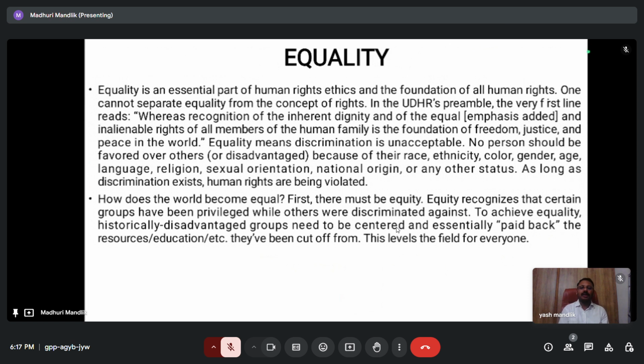How does the world become equal? First, there must be equity. Equity recognizes that certain groups have been privileged while others were discriminated against. To achieve equality, historically disadvantaged groups need to be centered and essentially paid back the resources, education, and other things that they have been cut off from. This levels the field for everyone.